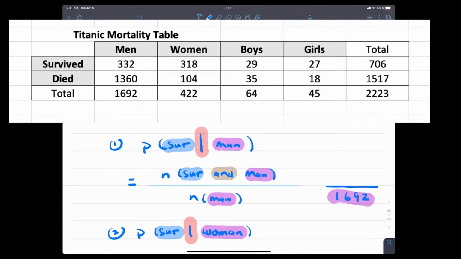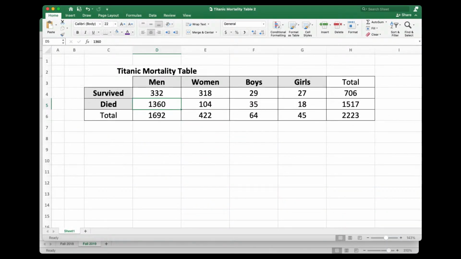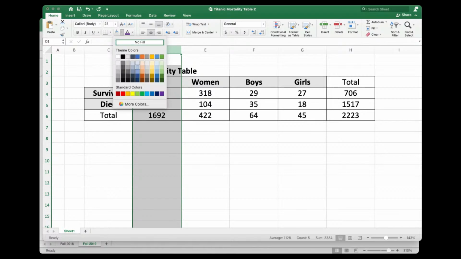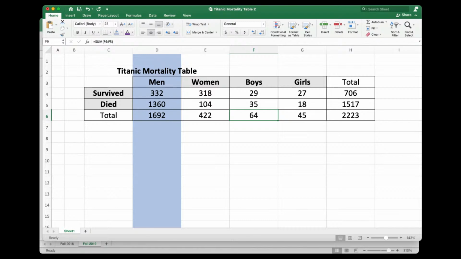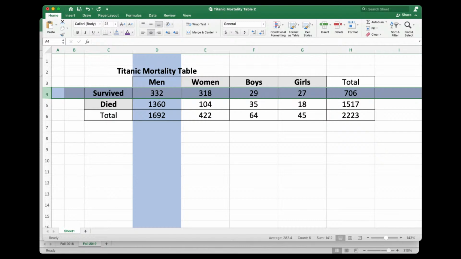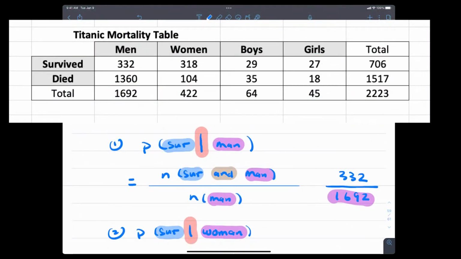Because sometimes people have trouble seeing what we're talking about, right? So you're saying, hey, Mr. Judge, how do we know how many men are on the Titanic? Well, take a look. In that column, isn't that the man column? Okay, the total was 1692. That's how we have the denominator. But now we're looking at how, of the men, how many also survived? What do you guys see there? 300 and what? 32, ladies and gentlemen.